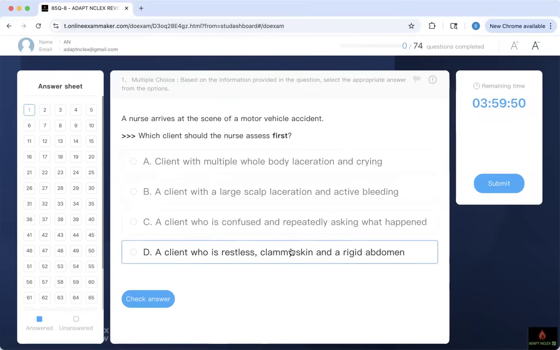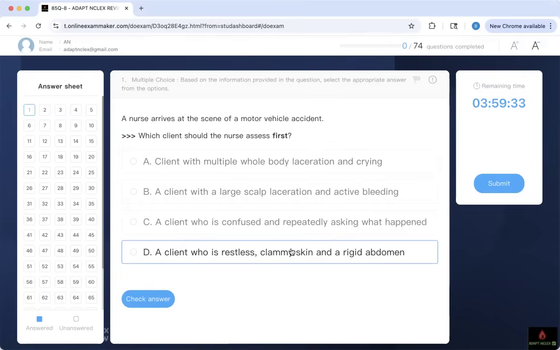It's a prioritization. Every time you see a prioritization question, remember the Adapt NCLEX approach. What do you need to do? Read the question. Which client should the nurse assess first? That means all of them have a problem. You've got to choose which one you want to assess. How do you do that?